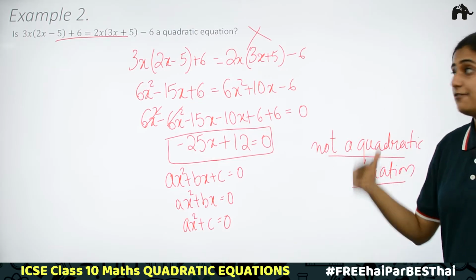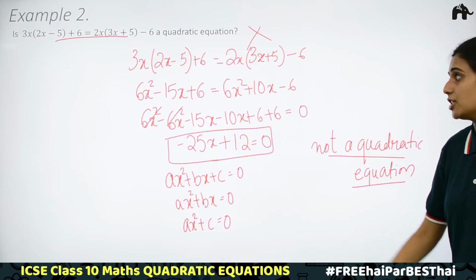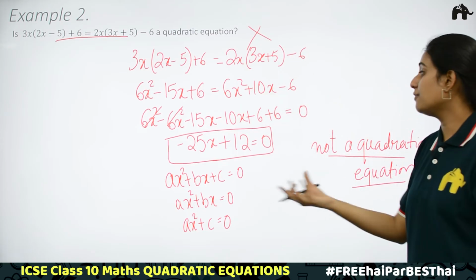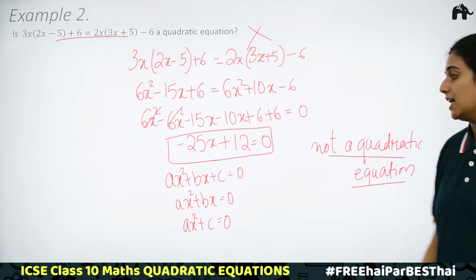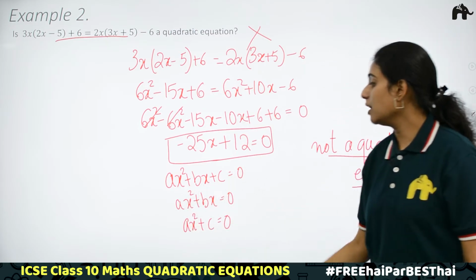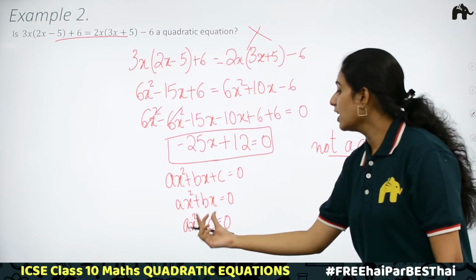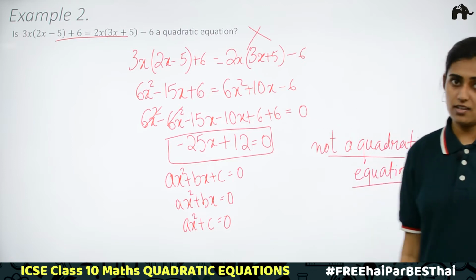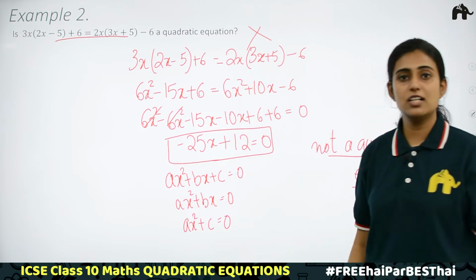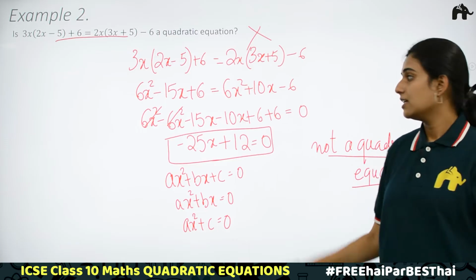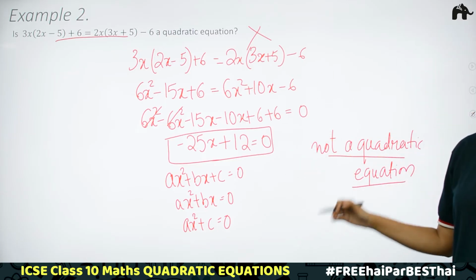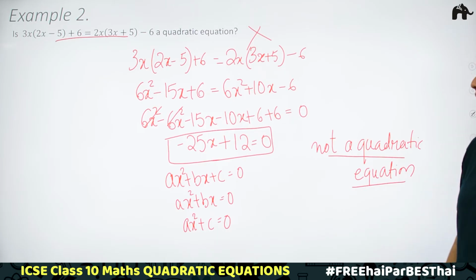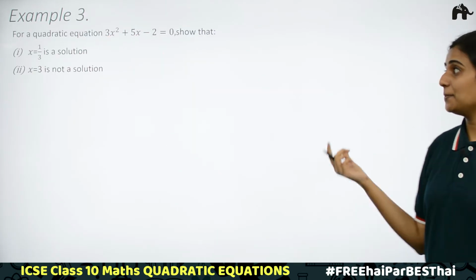So, in the first example, we got a quadratic equation because on solving the expression, we could express it in the form ax square plus bx plus c. Even if we get ax square plus bx is equal to 0 or ax square plus c is equal to 0, then also it is a quadratic equation. But here we don't have a term containing x square, which means the given example is not a quadratic equation. Let's move on to example 3.